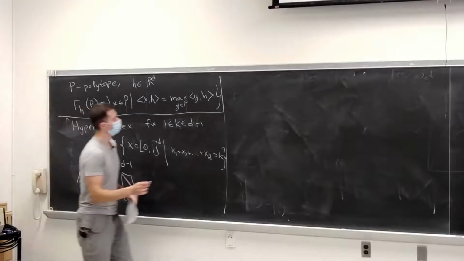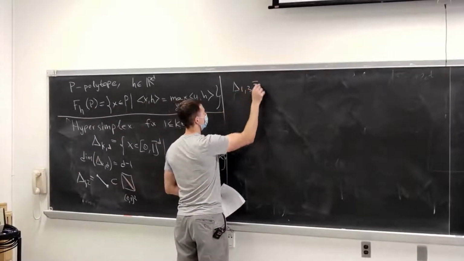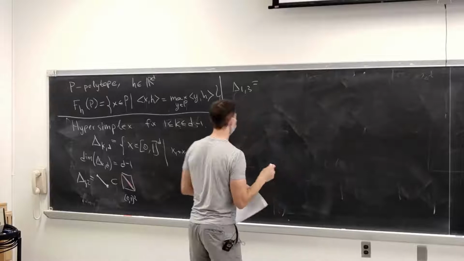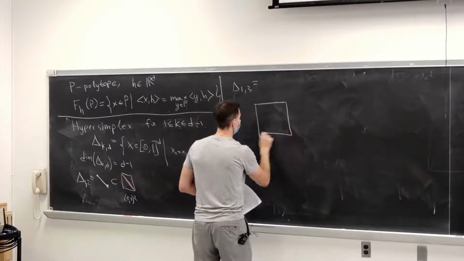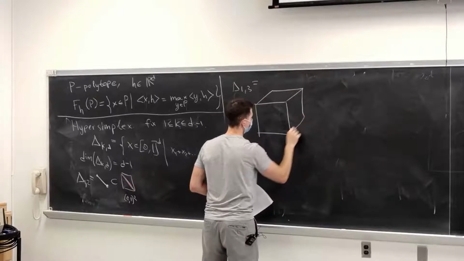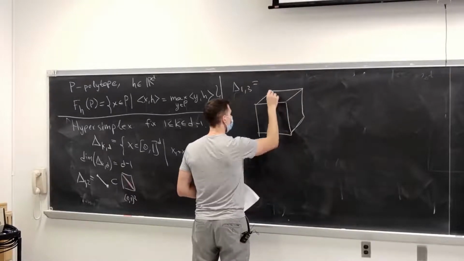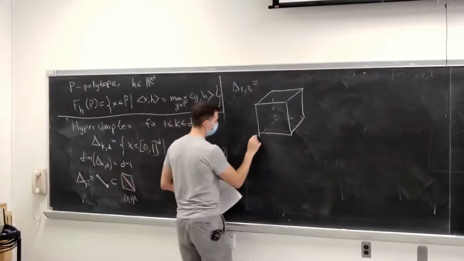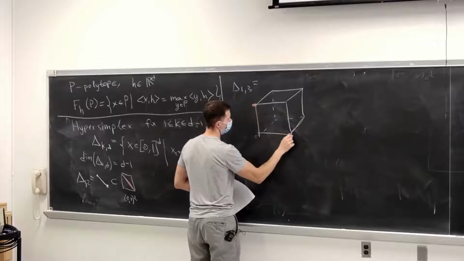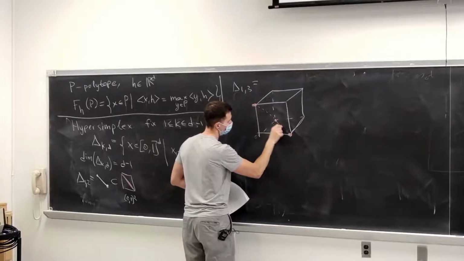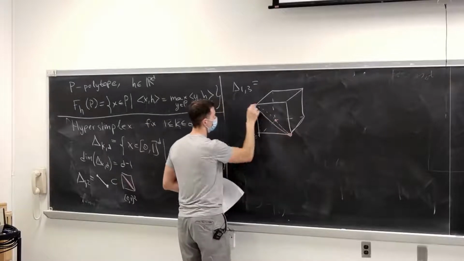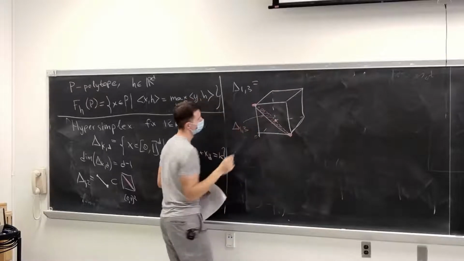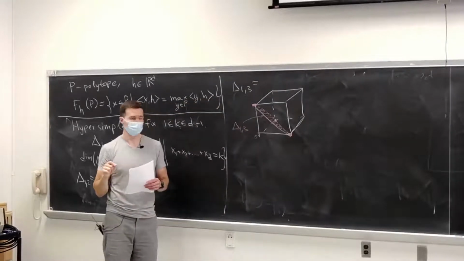All right, now let me try Delta_{1,3}. Yeah, it's a triangle in a cube. Okay, so let me actually try to draw a bigger cube. If this is the origin, then I take these 3 points. I take the convex hull. This thing is Delta_{1,3}. What about Delta_{2,3}?